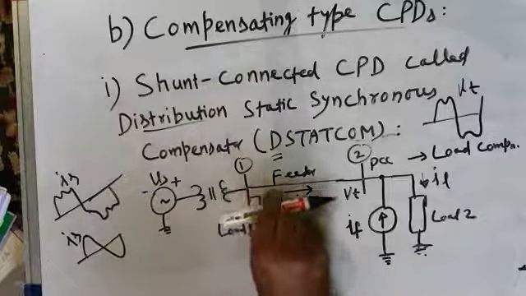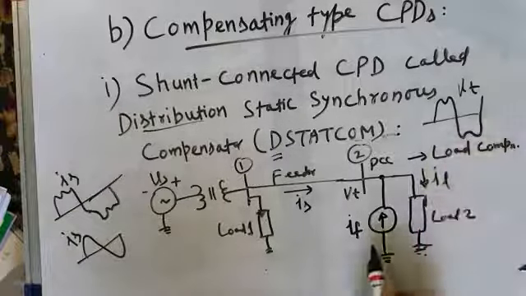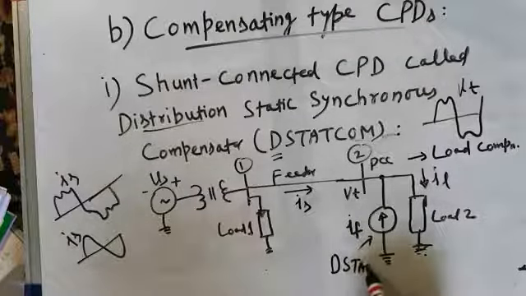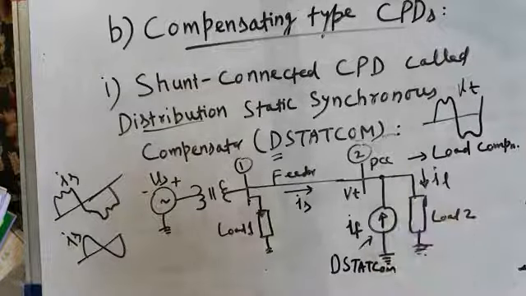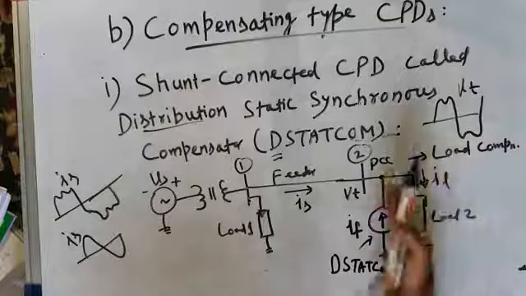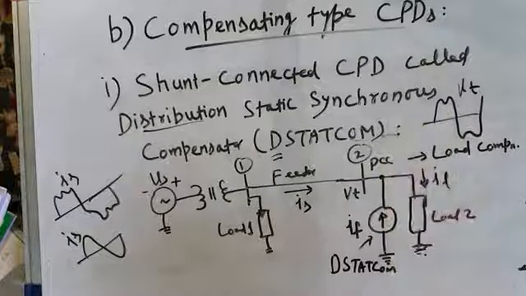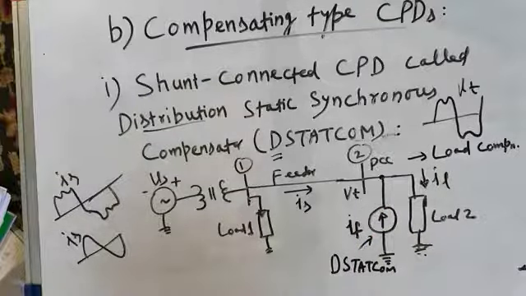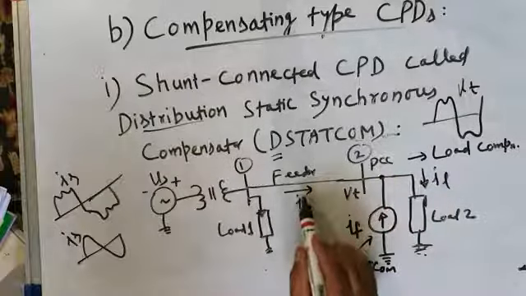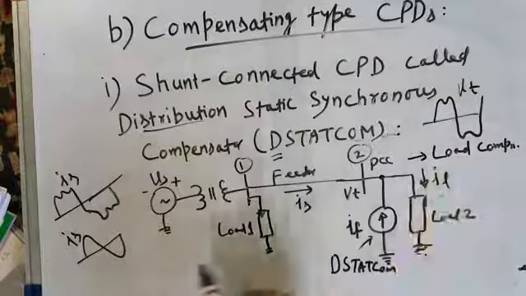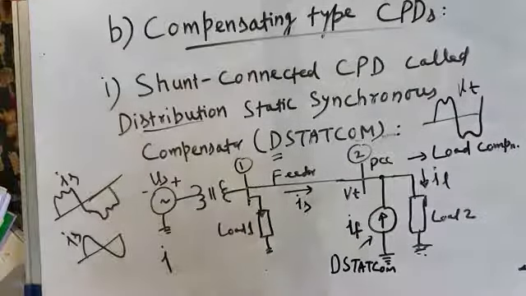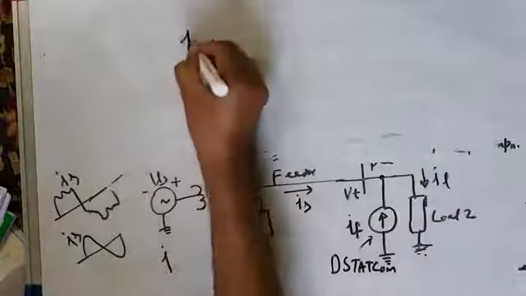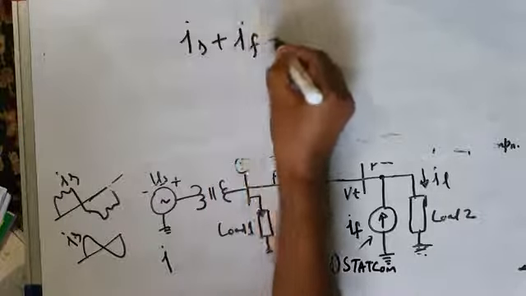What is the current coming from the source? It is IS. What is the current flowing in the load? IL. What is the current injected by this D-STATCOM? This is your D-STATCOM, which acts as a current source. It's a shunt connected device. You can see it's connected in parallel with the load. But it is in the current control mode. It injects a current IF into the system. And according to Kirchhoff's current law, IS plus IF is equal to IL. IS plus IF is equal to IL.